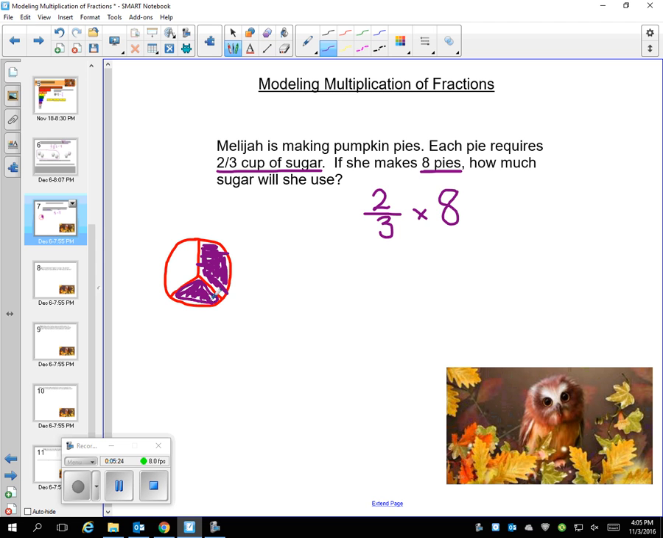Okay, so I've just modeled 2/3. But how many of these do I need? This is 1. How many groups of that do I need? My 2/3 cup of sugar, I have to do it 8 times. So why don't you pause your video, draw your 8 pies, and shade in with your pencil 2/3 on each pie. So pause your video, and I will do the same.